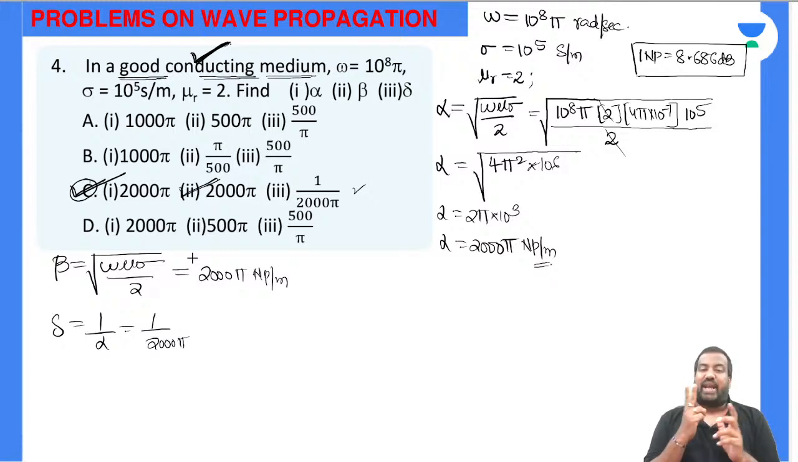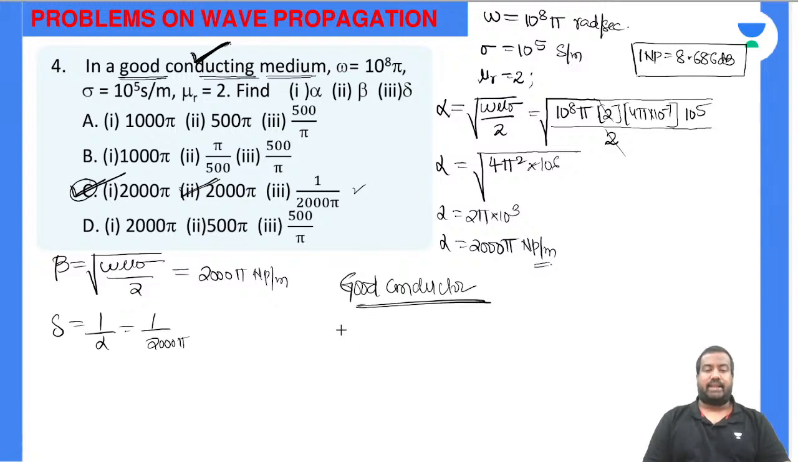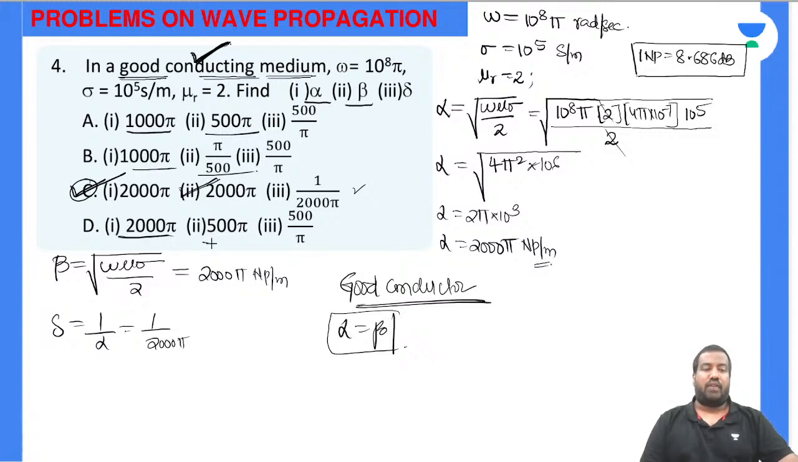You can do it in 2 seconds. Just read the question, and in 2 seconds you will find the answer. How? If you apply the logic that for a good conductor, alpha is beta. The given good conducting medium is asking us to find alpha and beta. Here alpha and beta are not the same in the other options. Only for C it is there.